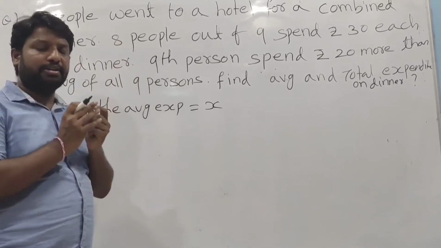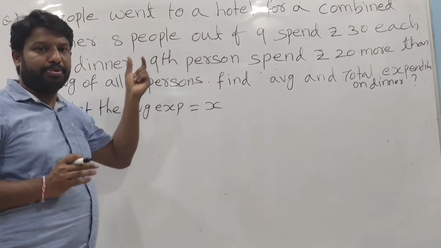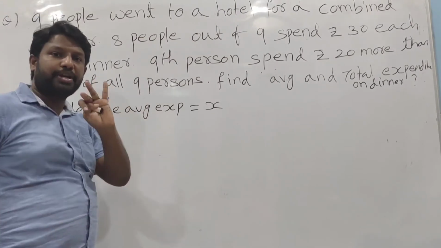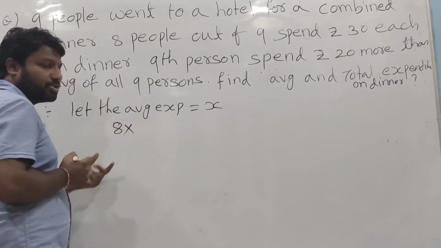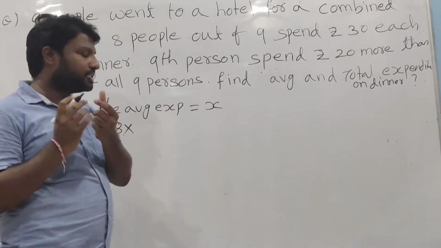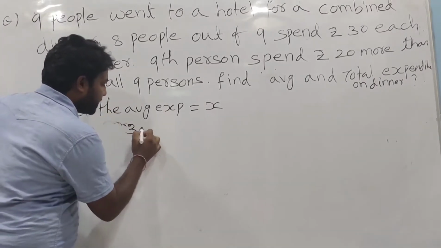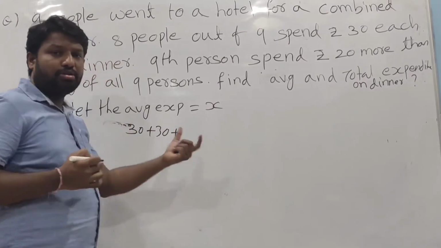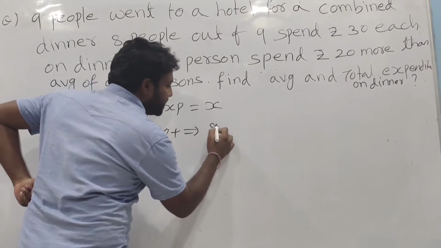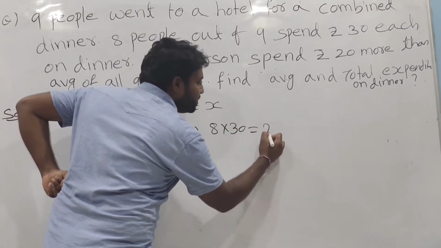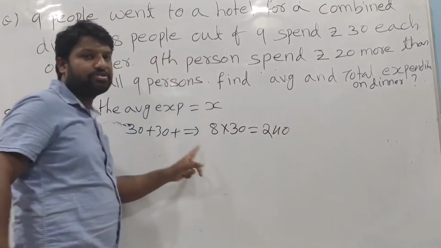Total 9 people are there. Out of 9, 8 people spent 30 rupees each. So each person spent 30, 30, 30 like this. So 8 people, that is nothing but 8 into 30. How much did the 8 people spend? 8 3 is 24, so 240 rupees they have spent.